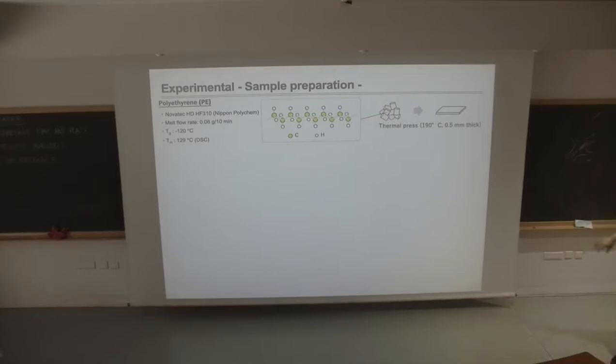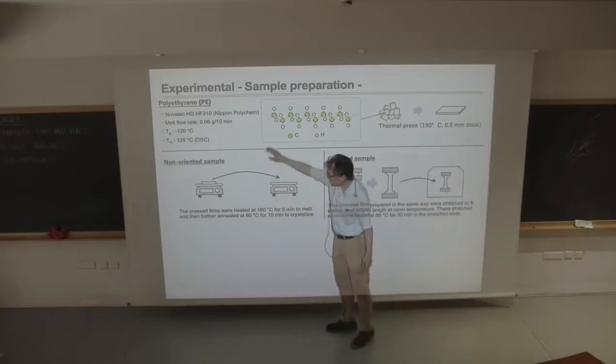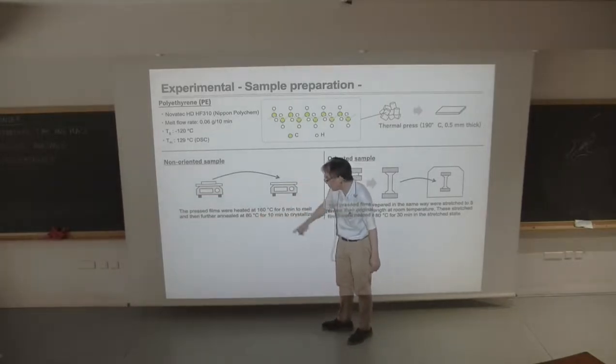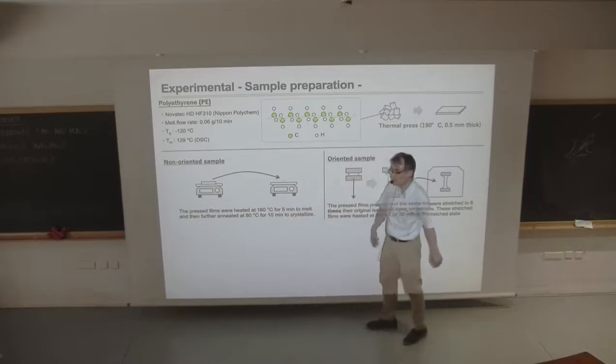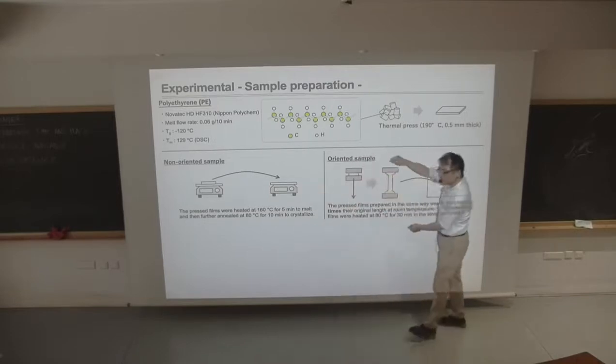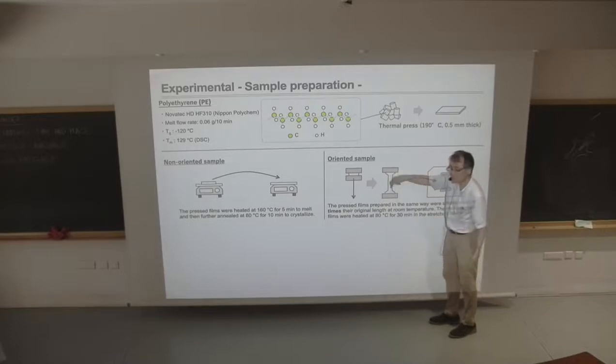So we prepare polyethylene crystals, and we raise the temperature up to the melting point once for 5 minutes, and then cool down to below the melting point, 80 degrees, and keep it for 10 minutes to crystallize. That's one sample. We suppose the crystal goes everywhere. That's a non-oriented sample. Part of the sample we stretch like this, five times, assuming that the chains are going to align this way, right? So two samples.